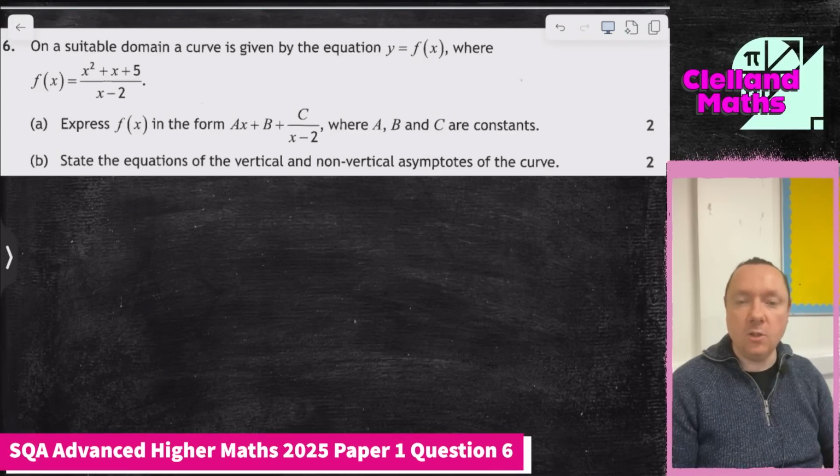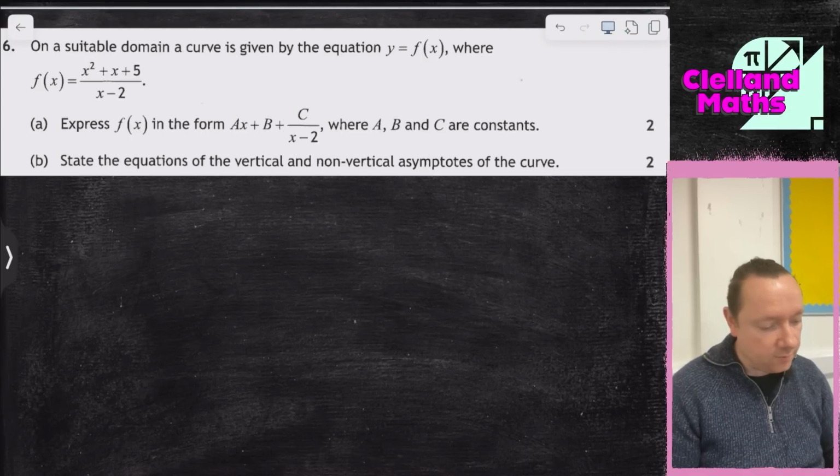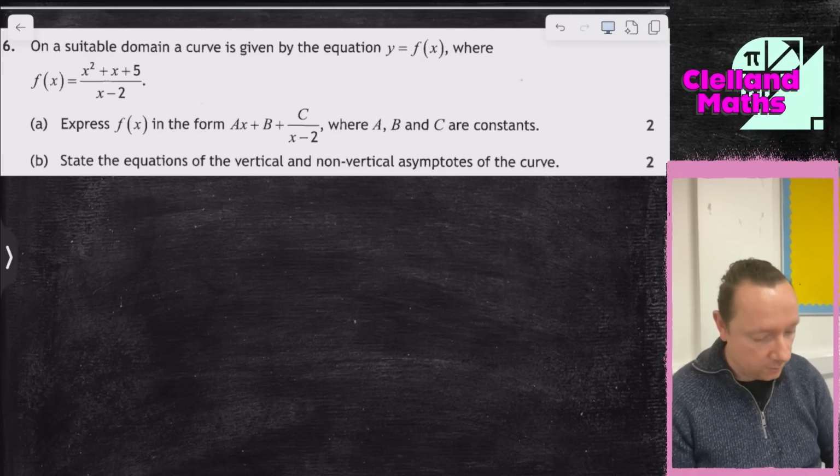SQA Advanced Higher Maths 2025, paper 1, question 6. On a suitable domain, a curve is given by the equation y equals f of x, where f of x is that. Express that in this form. So we've got x squared on the top and x on the bottom, so I can divide because the power on the top is bigger or equal to the one on the bottom.